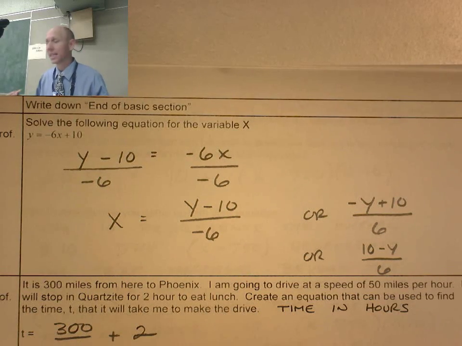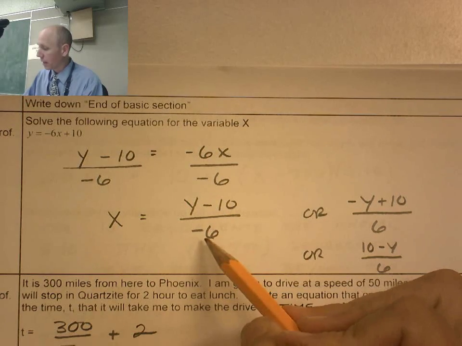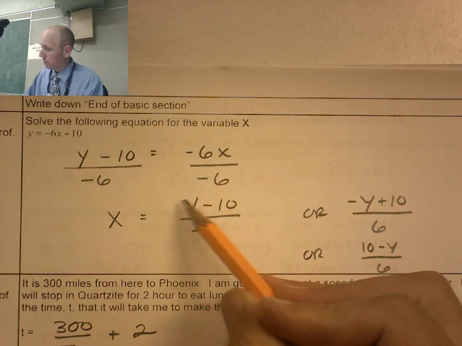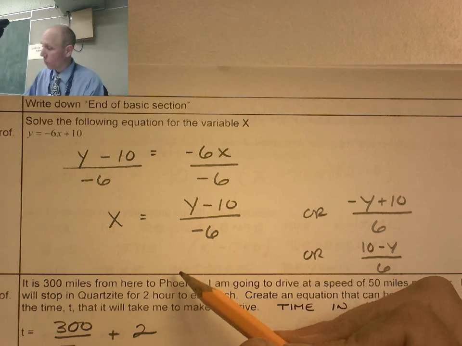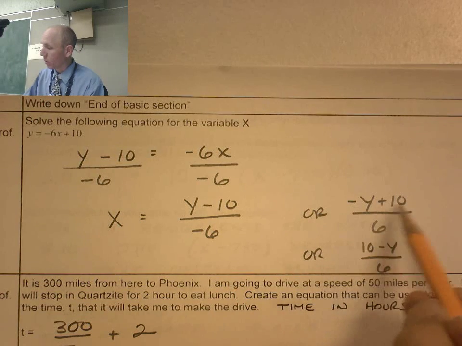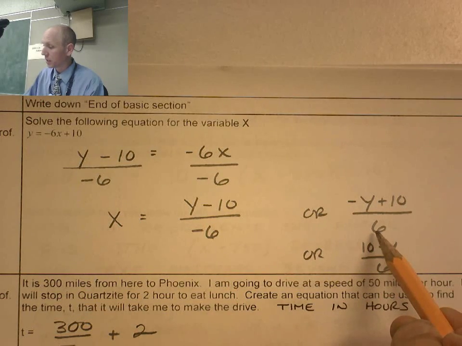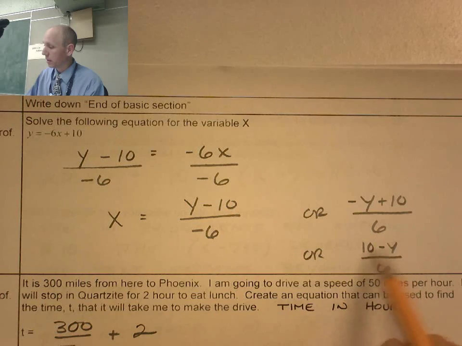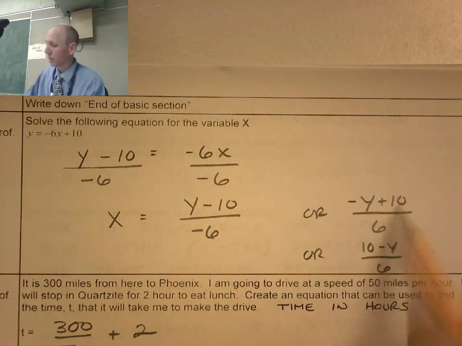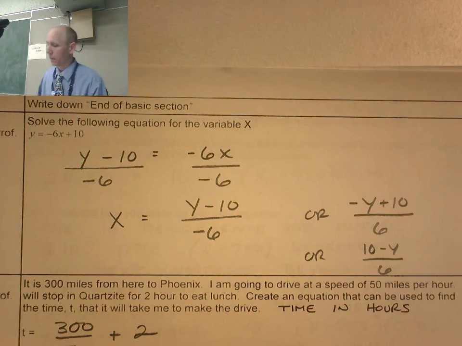If I wanted to, I could clean this up a little bit. I could multiply the top and bottom by negative 1, which then gives me negative y plus 10 over 6. And then if I wanted to, I could switch these two terms around to negative the 10 minus y over 6. These are all equivalent. They're all the same.